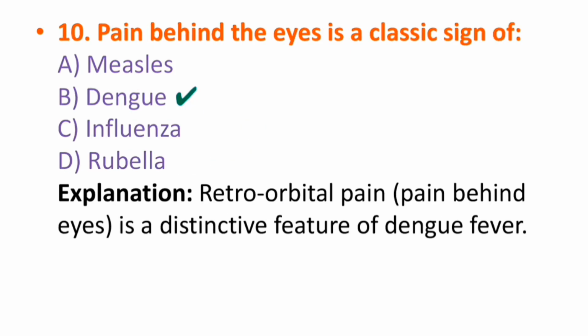Pain behind the eyes is a classical sign of option A measles, option B dengue, option C influenza, option D rubella. The correct answer is option B, dengue. Retro-orbital pain, pain behind the eyes, is a distinctive feature of dengue fever.